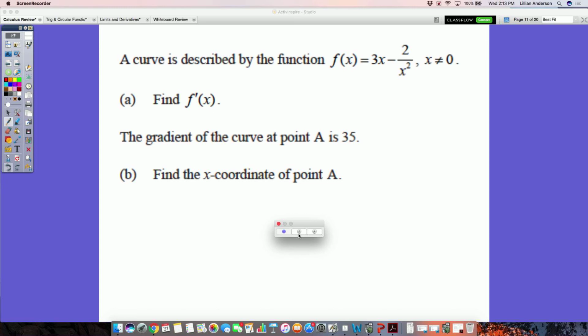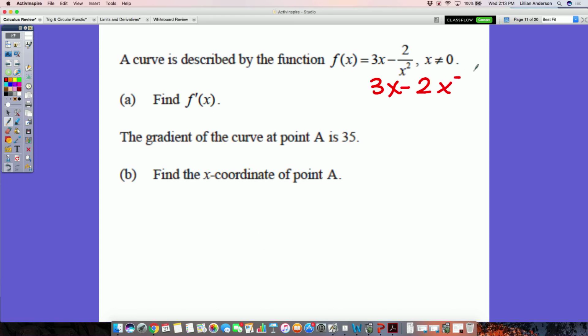I would probably suggest you bringing up that x squared to make it a -2. Did you guys do that? So in that way, when you took the derivative, what did you end up getting?